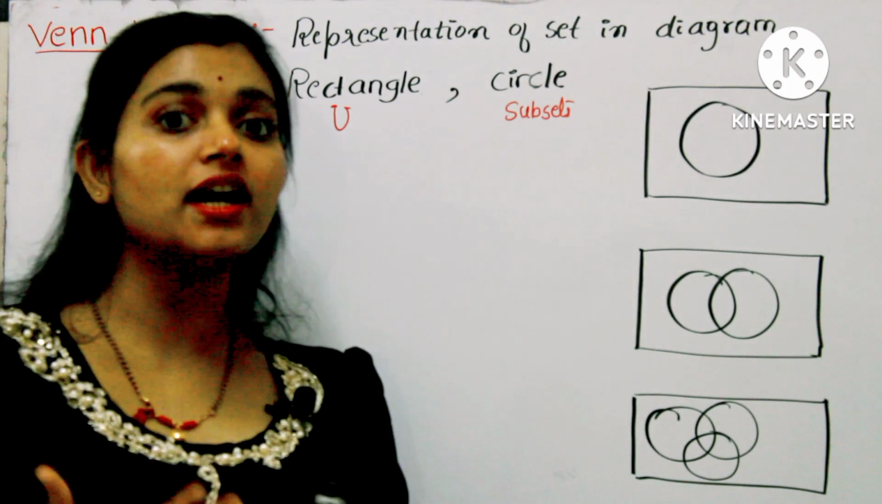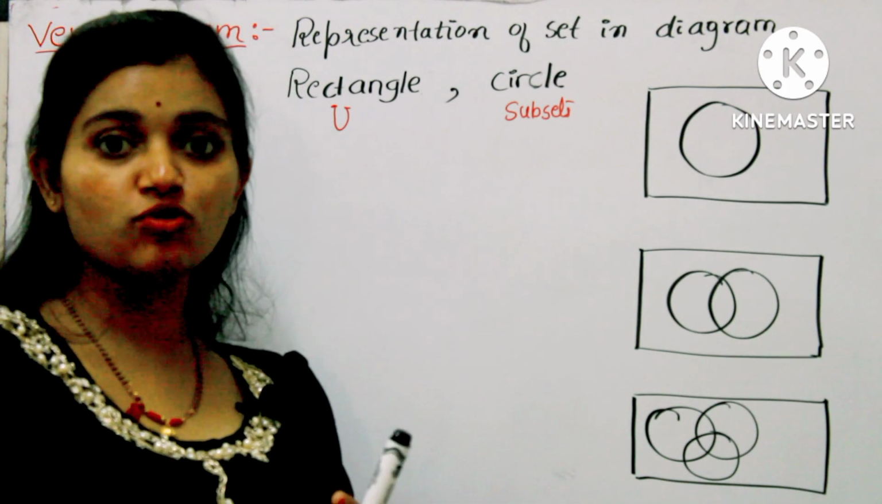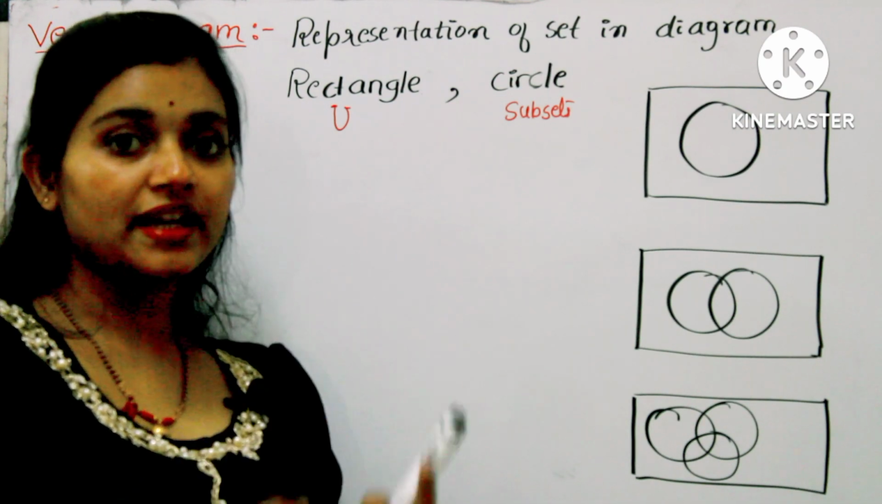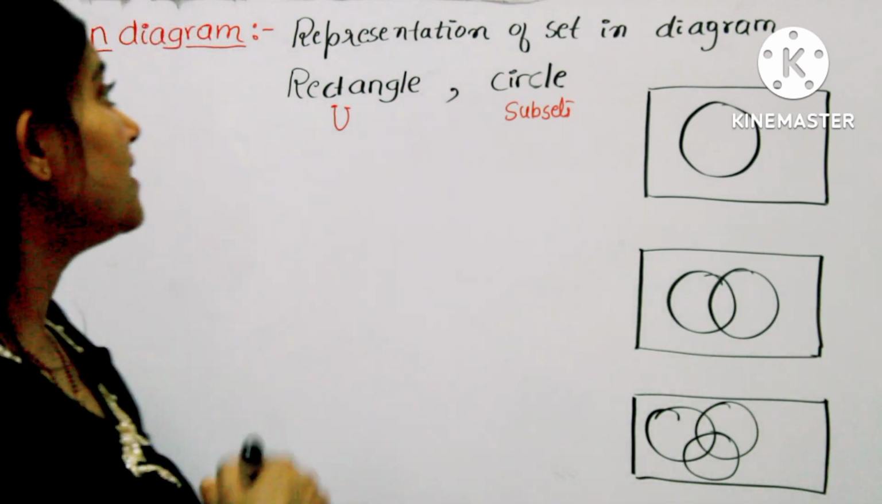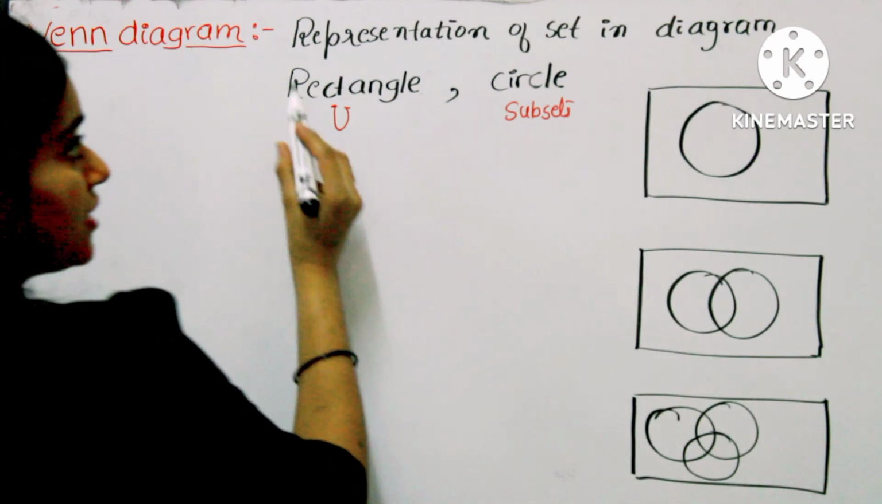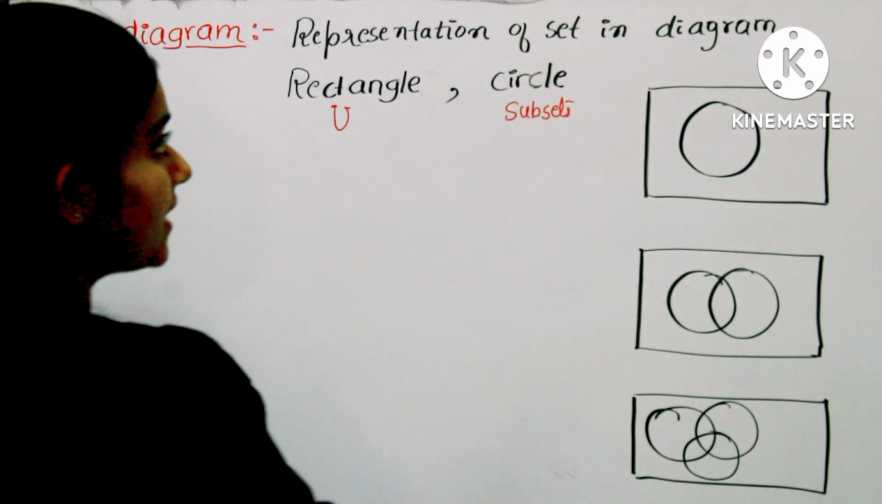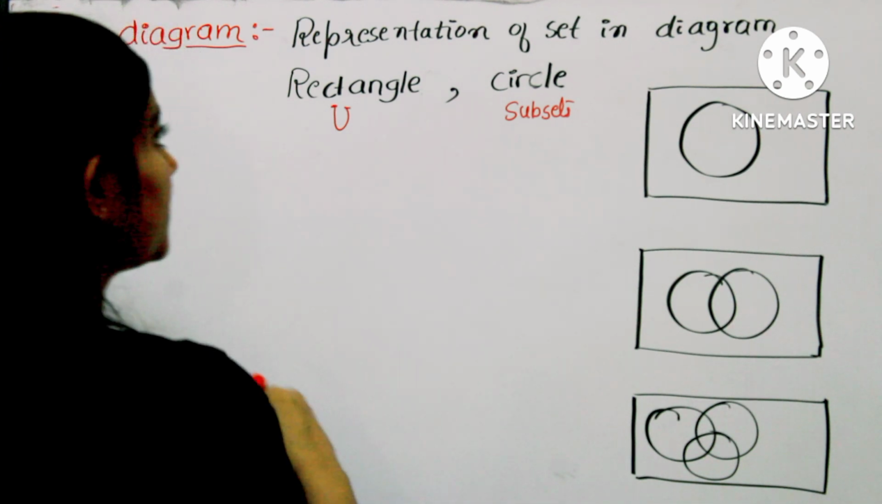So you have heard about graphs. What is a graph? A graph is a representation of some information in a diagram, right? Similarly, a Venn diagram is also a representation of sets. So, sets in a diagram. That is a Venn diagram.